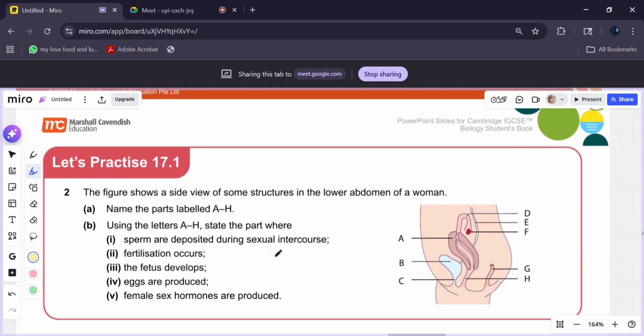So let's go on to practice our first section. Now that we've finished section 17.1, here are some questions for you. Question 2: the figure shows a side view of the structures in the lower abdomen of a woman. Name the parts labeled A to H. And B, using the letters A to H, state where the sperm cells are deposited during sexual intercourse, where fertilization occurs, where the fetus develops, where eggs are produced, and where female sex hormones are produced.